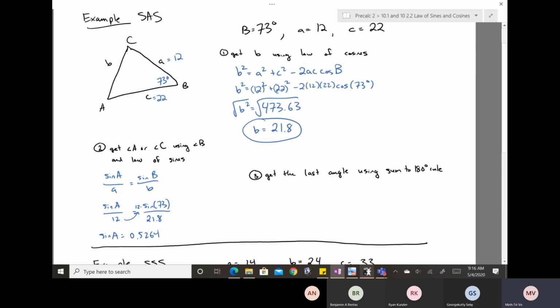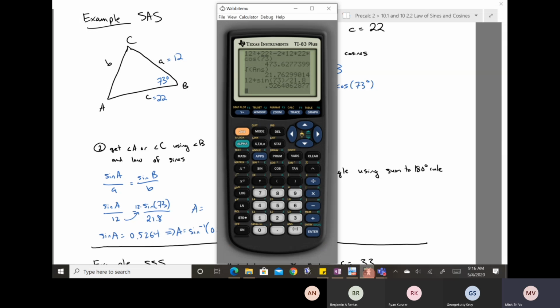Which again is okay, right? Because sine of the angle should be smaller than 1. But that's not actually the angle, right? So to actually get the angle, I have to do the inverse sine. So what is A? Inverse sine of this thing is about 31.8 degrees.